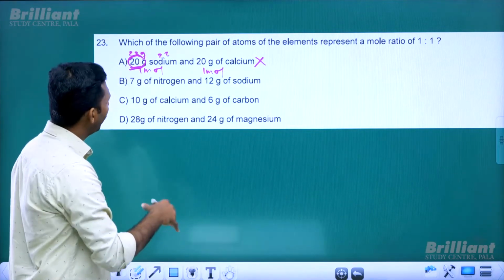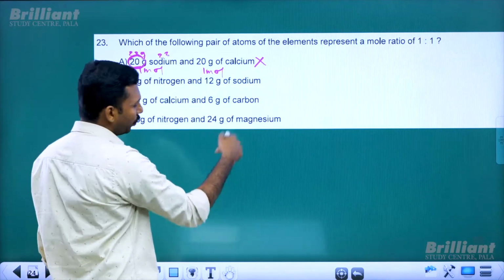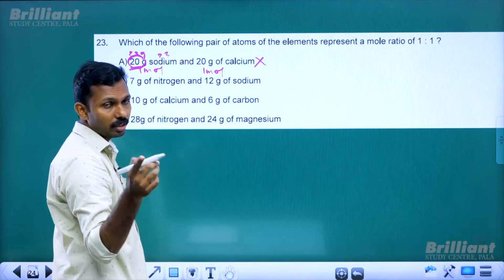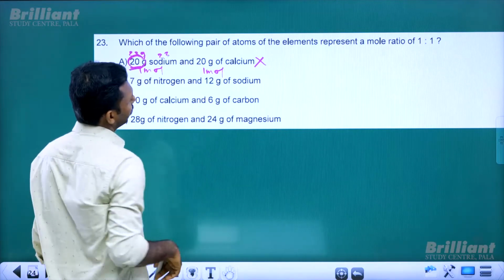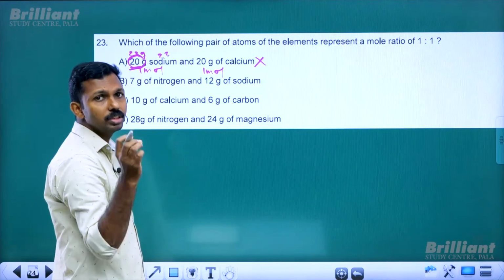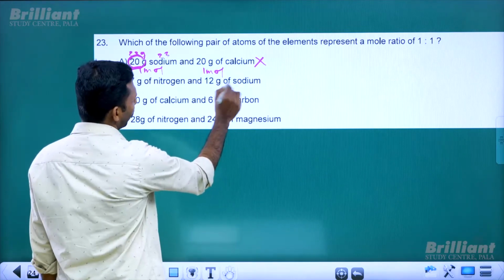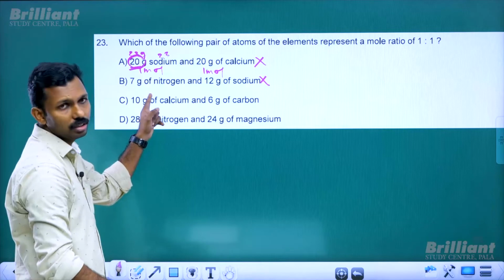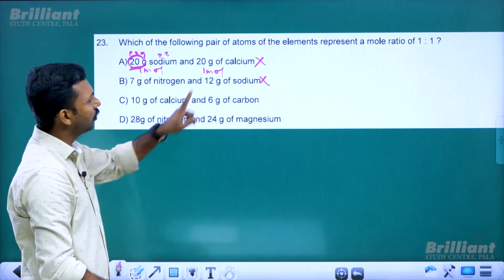In the similar way, I am continuing. 7 gram of nitrogen, yes, that is 1 gram nitrogen atom. 12 gram of sodium. Sodium's atomic mass is 23, so it may not be 1 mole. So this cannot also be considered. This can be considered 1 mole nitrogen atom, but it is not 1 mole sodium atom.